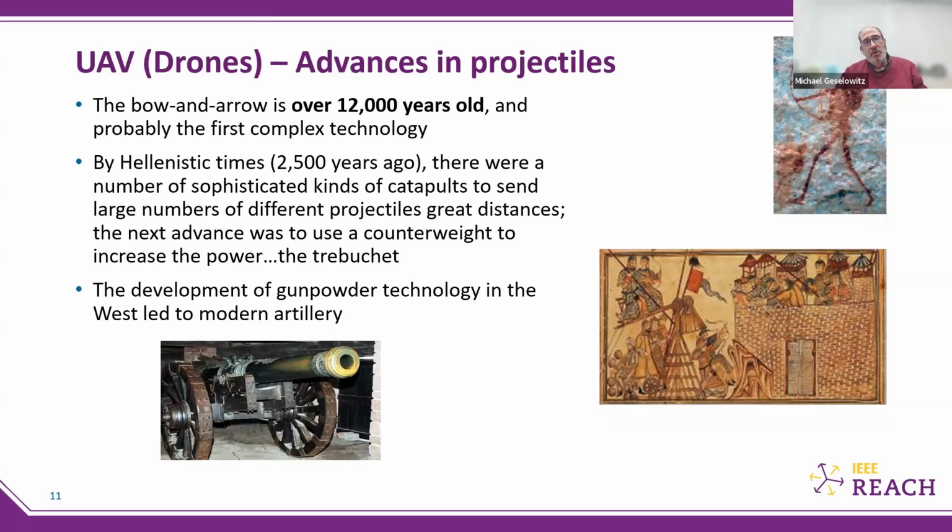By Greek times, something like 2,500 years ago, they developed a number of sophisticated catapults that can send large numbers of different projectiles from rocks to giant arrows, so basically giant crossbows. And ultimately, they developed, if you see here, a medieval example, the trebuchet, where you use a counterweight to increase the power. So you're not just relying on human power, and springs, but actually additional energy can be applied.